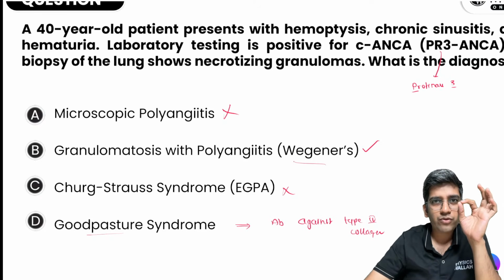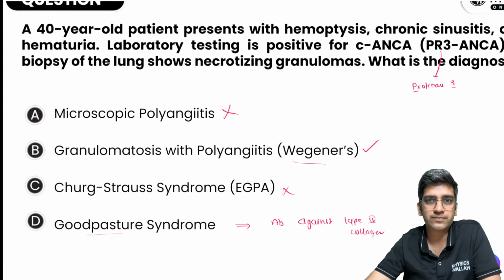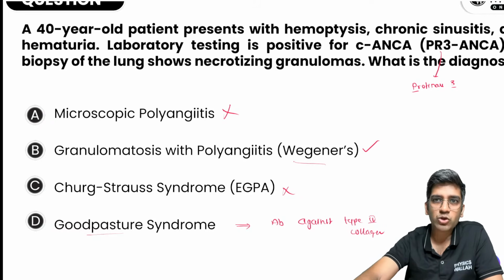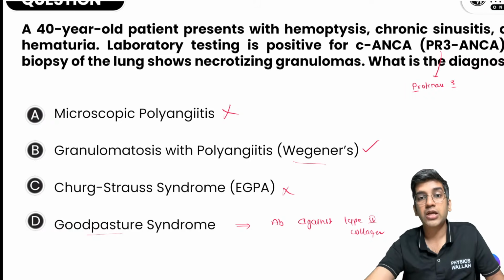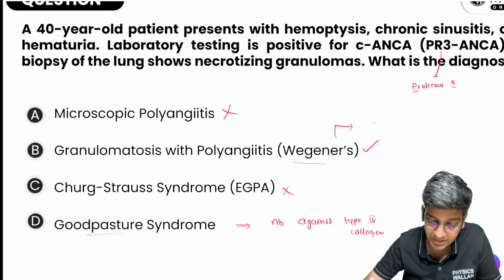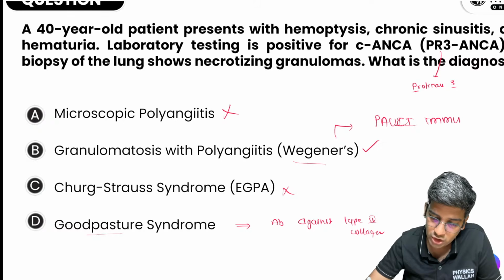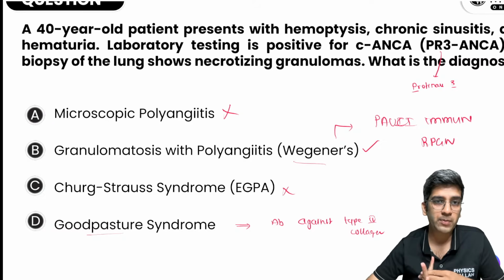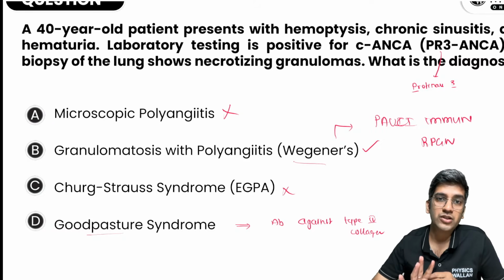Why will you have hematuria in case of Wegener's? Can anyone tell this? Why should there be hematuria in case of Wegener's granulomatosis? Anyone? Wegener's granulomatosis as well as microscopic polyangiitis, I can have hematuria because they actually can cause immune or type 3 RPGN. One of the classical examples for immune RPGN or type 3 RPGN is Wegener's granulomatosis and microscopic polyangiitis. That's why you can see your hematuria there.